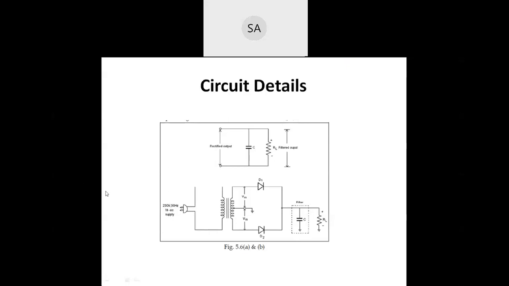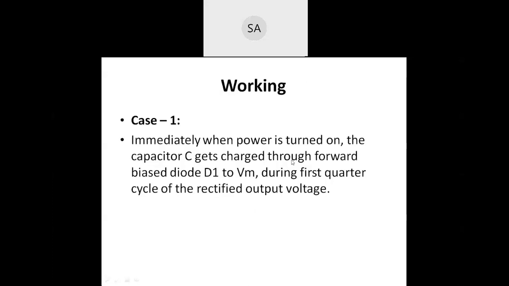Here this circuit is there. Here it is the transformer. This is a 230 volts AC, 50 hertz, single phase AC supply, and this is a center tapped transformer. Here we are taking the center tapped full wave rectifier. This is diode D1 and D2. The output of this rectifier is connected to the filter, which is connected in shunt across the load.